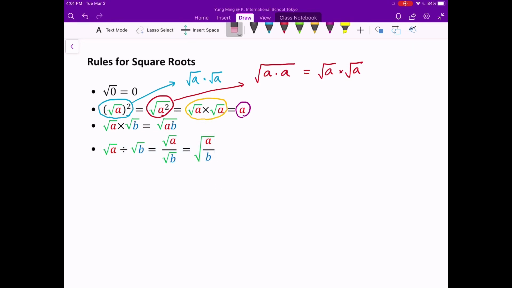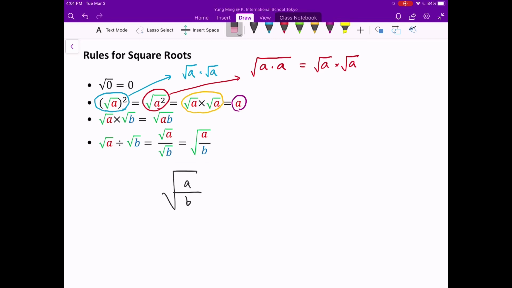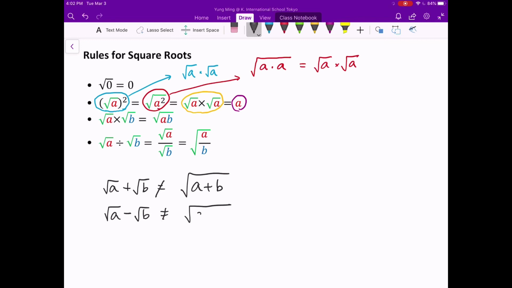Now for division, it's exactly the same thing. If both of us have hats, we can just put one hat over the whole multiplication or division. But notice one thing that you cannot do. For example, if I do root a plus root b, you cannot put the addition under the same hat. Same thing if you have minus, you cannot put the hat over them. You cannot share the same hat; the hat has to be separated. You can share the same hat only if you have multiplication and division.